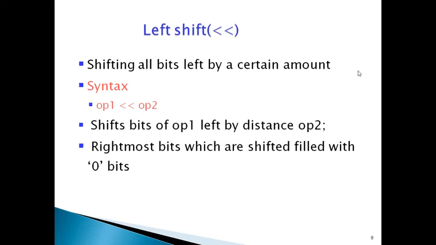Remember, here the left shift operator is used to shift the bits to the left side. It moves the bits left a specified number of times. That number is specified on the right side of the left shift operator. After moving these bits left, the rightmost bits that are vacated are filled with zeros.